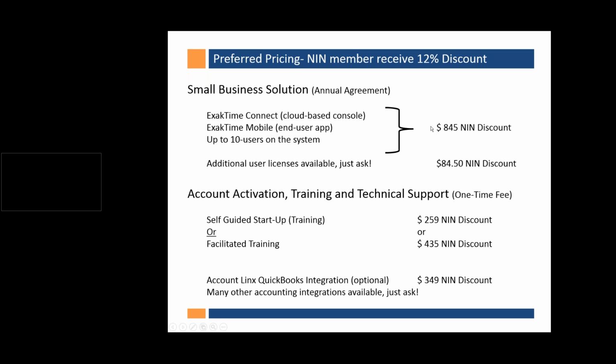But to close, $845 gets you a package of up to 10 people. Any additional licenses, $84.50. All this is annual. This is a one-time fee only, either your self-guided training or your facilitated training, and then a QuickBooks integration, if optional, at $349.